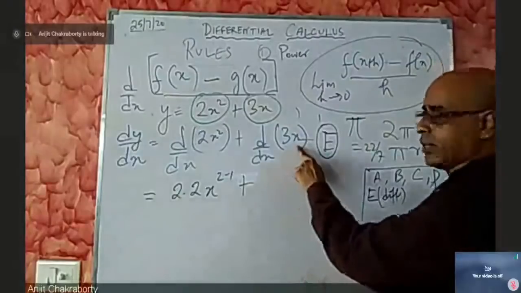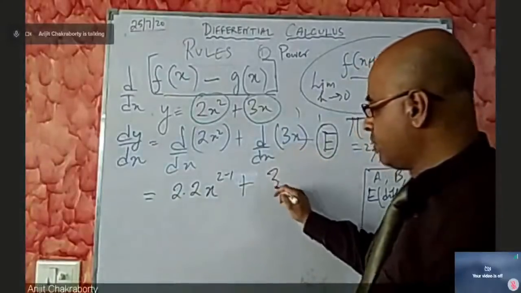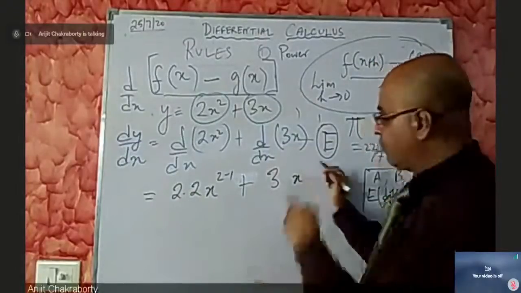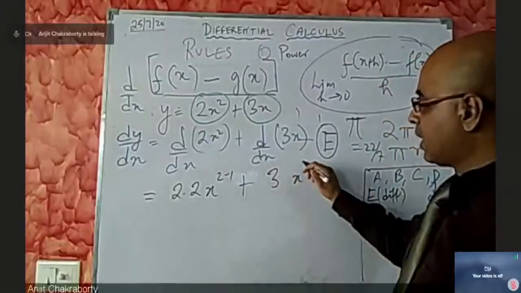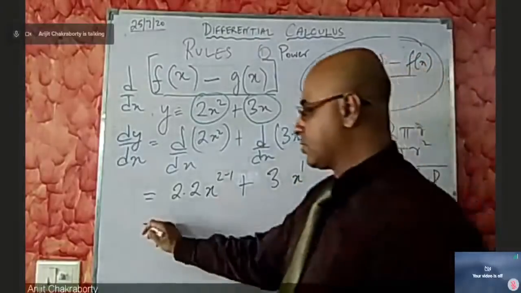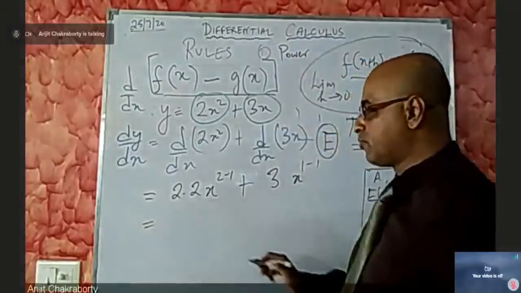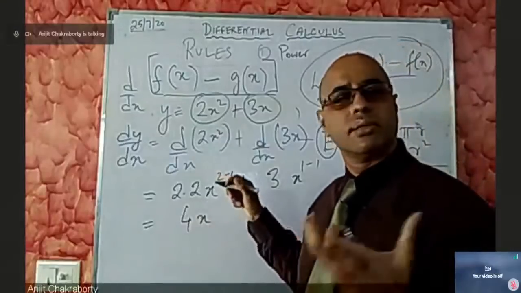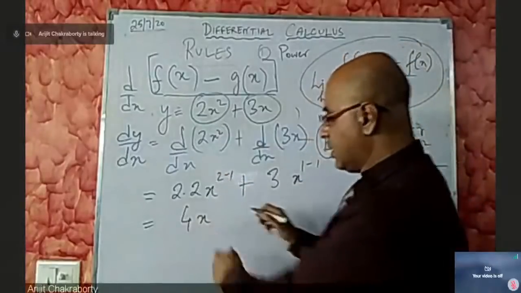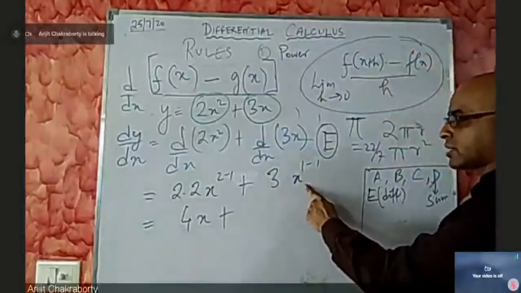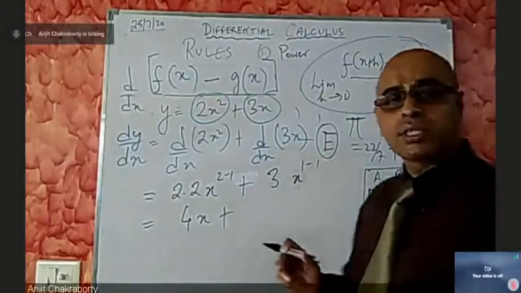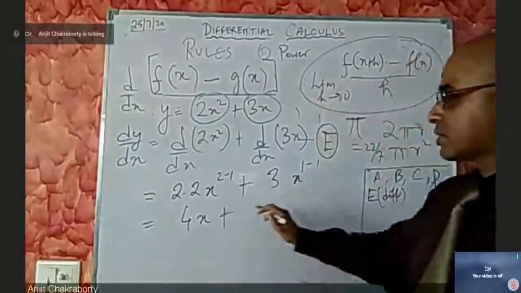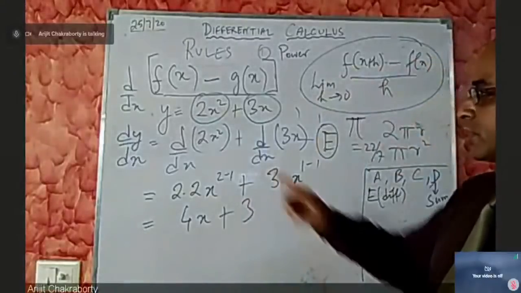plus d dx of 3x. 3x means 3 will be there, x to the power what? We had x, which means x to the power 1, so it becomes 1 minus 1. So this is equal to 2 into 2 is 4, so we have 4x, because x to the power 2 minus 1 is x to the power 1, which is x, plus 3 into x to the power 1 minus 1. 1 minus 1 is 0. Anything to the power 0 is equal to 1. So it is just 3. So this is 4x plus 3.